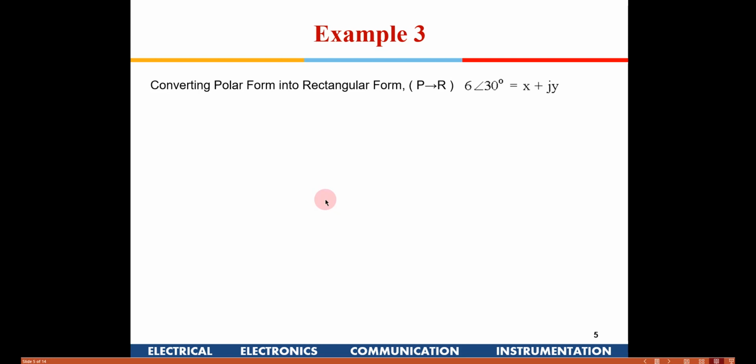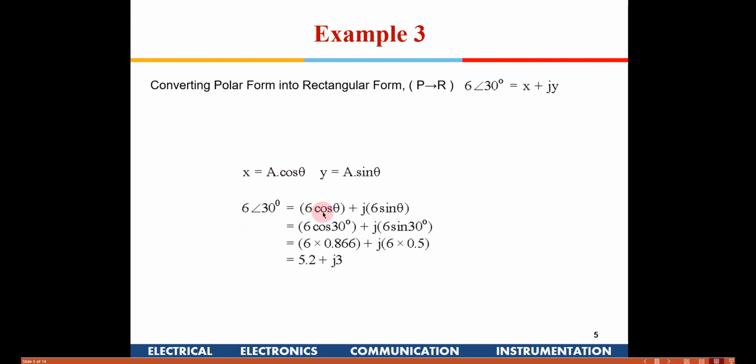And y will be 6 sin 30. Okay, so 6 times. These are simple, right? x is equal to a cos theta and y is equal to a sin theta. So it will be 6 cos 30 plus j into 6 sin 30. So you get 5.2 plus 3j. These are pretty simple, straightforward problems.